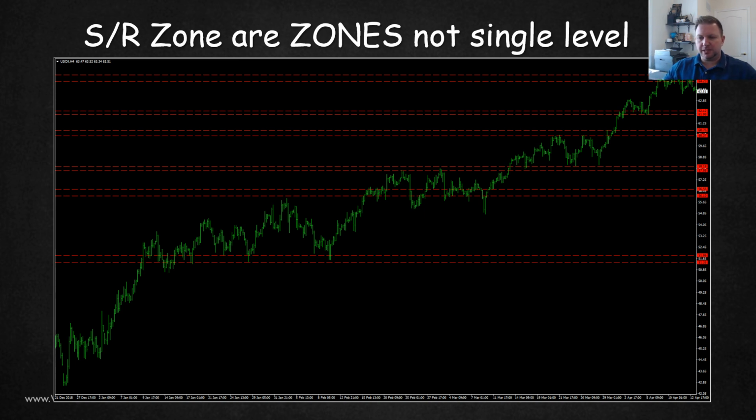10%, 10-15%. So when you are checking how to create this zone, check the last trend. 10-15% of this movement you add up and down, and that's where you get yourself a zone. 10-15% of the previous move leading to this zone. Okay, so that's how you work with that. Remember, never a specific level.